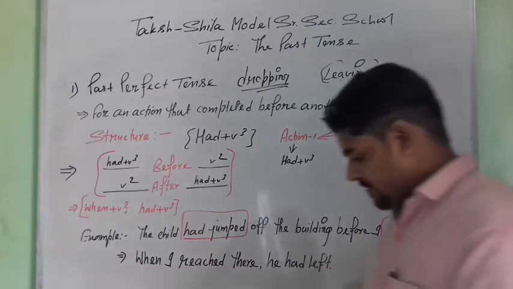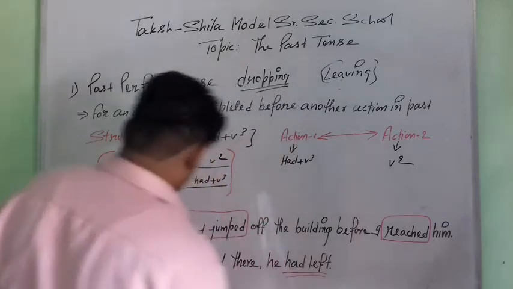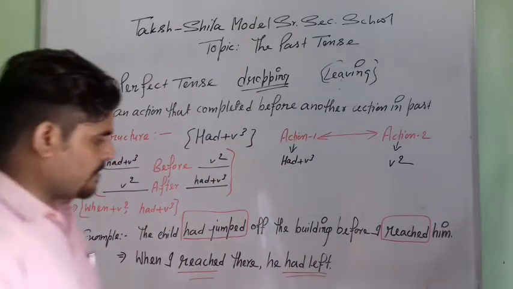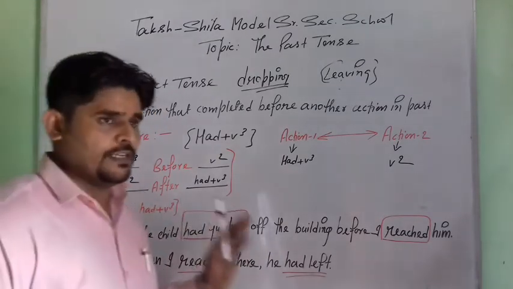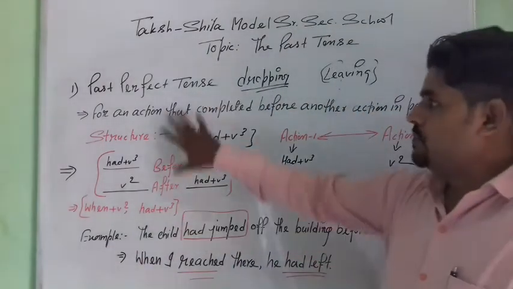Which action took place first? This action took place first, right. उसके जाने का काम पहले हुआ, उसके बाद मैं वहां पहुंचा. ठीक है भाई. तो ये वाला एक्शन आपका पहले हुआ है, first action, इसके साथ past perfect लगाया. ये आपका second action है, इसके साथ past indefinite लगाया. So students, this way we use past perfect tense.